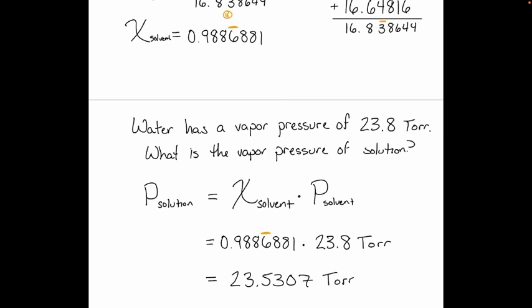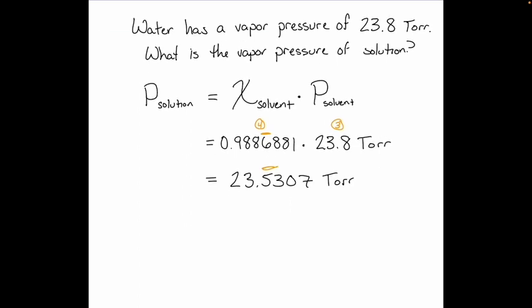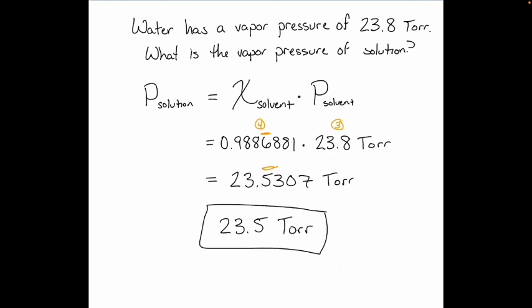And then finally, to finish this up, 4 sig figs over here times 3 over here. So how many should be in my product? 3. Cool. Final answer, put a box around it.